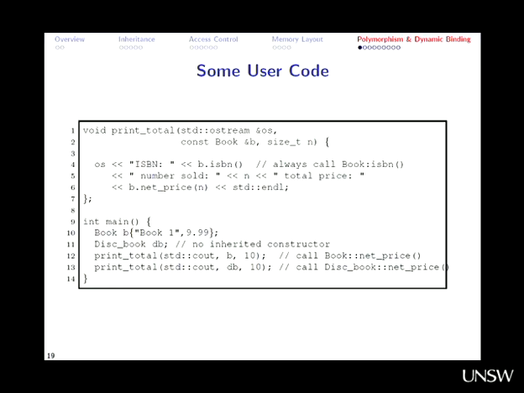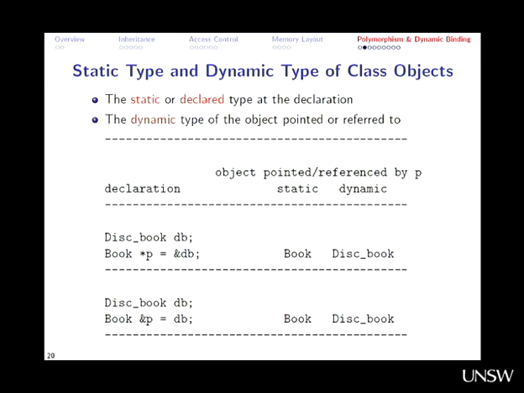Okay, so let's pick back up. So we've got this dynamic binding going on that we've just looked at, and how we've created this book object and we've created this discounted book object. And how we've called this print total function, and this print total function takes in a reference to a book. But because the net price function is inherited, the net price function for discounted book gets called. Okay, so we're going to break this down and take a look at the difference between static and dynamic binding.